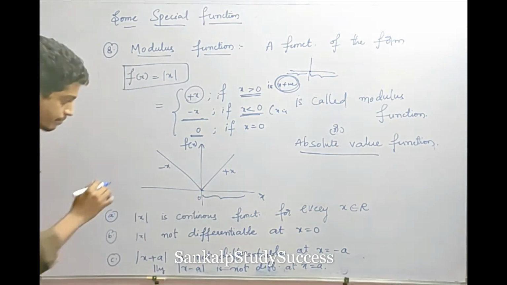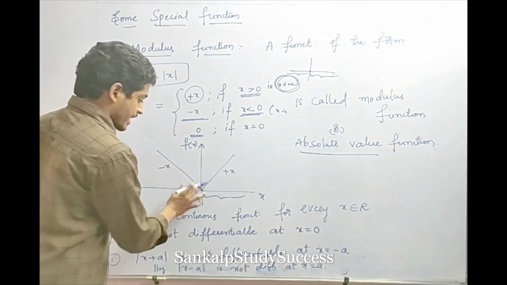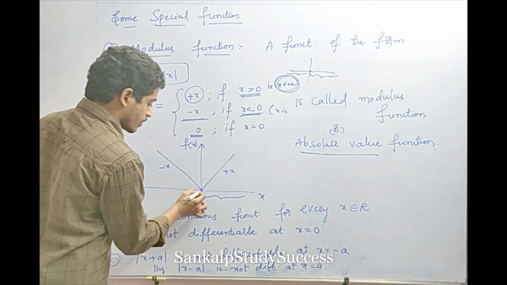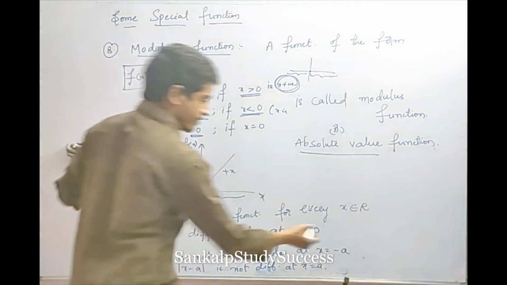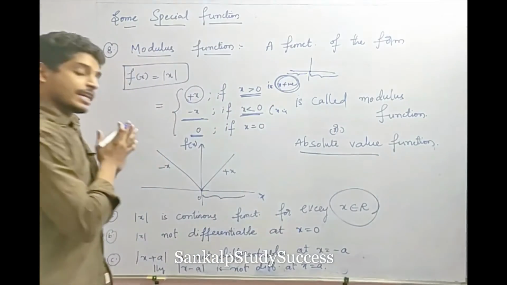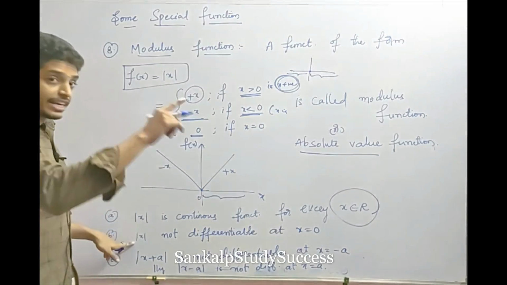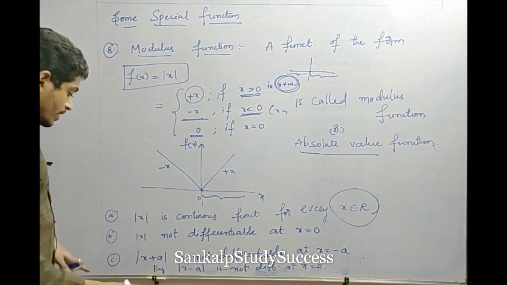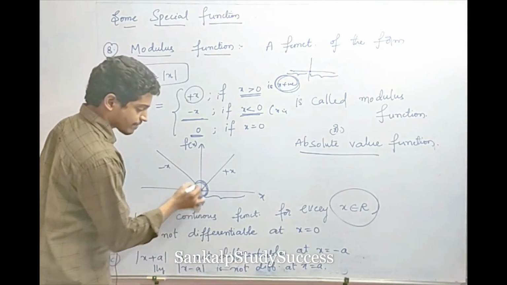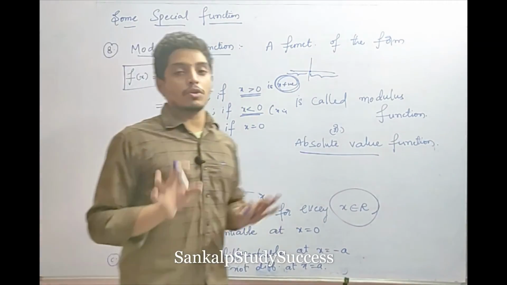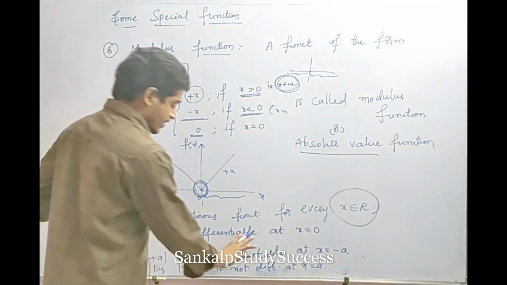So this is the figure for mod x, friends. And remember, these positive and negative signs are nothing but slopes. Mod x is a continuous function. There is no discontinuity at all, friends, no breaks. So this is a continuous function for every x belonging to R. At infinity we will get infinity, but that's another topic. Modulus x is not differentiable at x equal to 0. I will tell you what differentiability is. Until then, hold on.